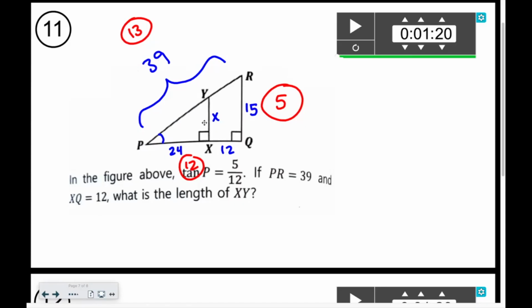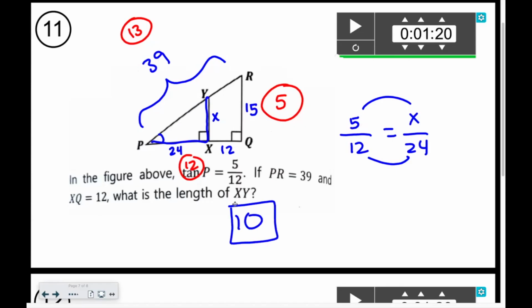Now, if the tan of P is 5 over 12, then 5 over 12 is equal to this smaller triangle, which is also 5 to 12, right? Because it's still the tan of P. And that's X over 24. And X is what we're looking for. So X is, you can see I'm multiplying by 2. So X is just 10.